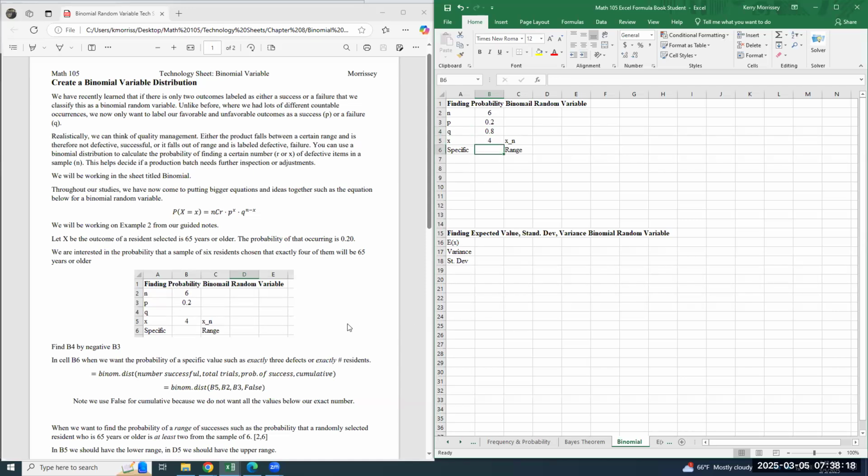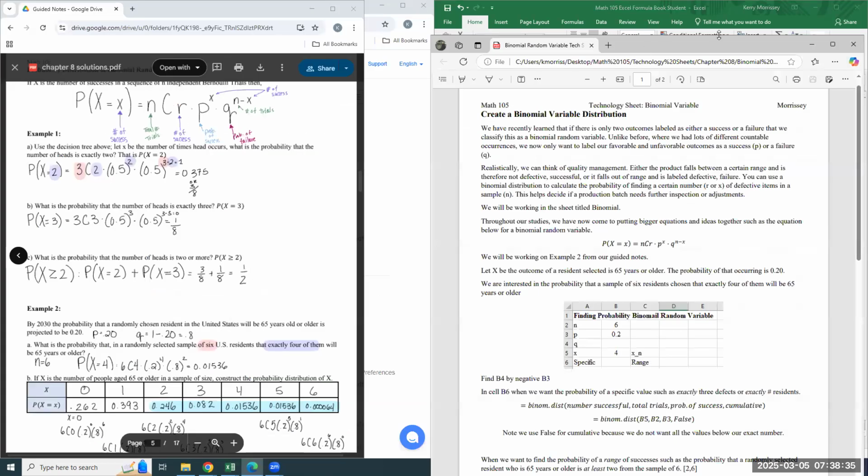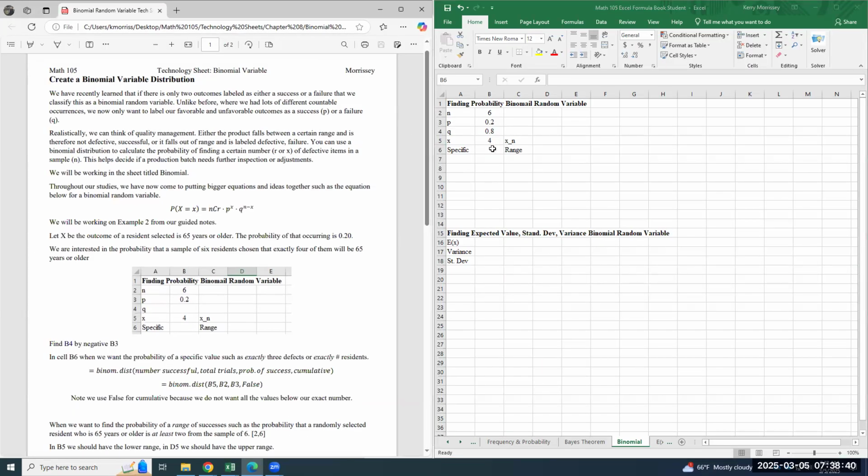So when we're asked to find a specific value, of my total 6, I hope that I select 4 of them to be 65 or older from my set. When it's a specific value, we can in fact use your choose factor and this equation. But Excel is really nice because it has a built-in feature. It's called your binomial distribution.